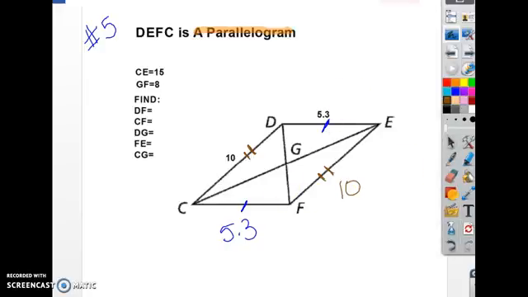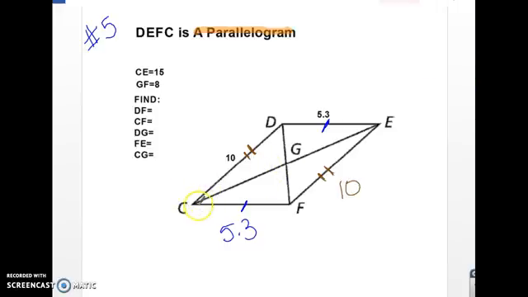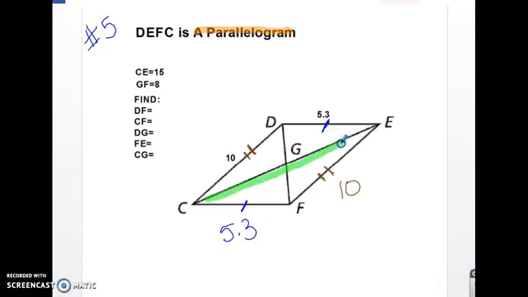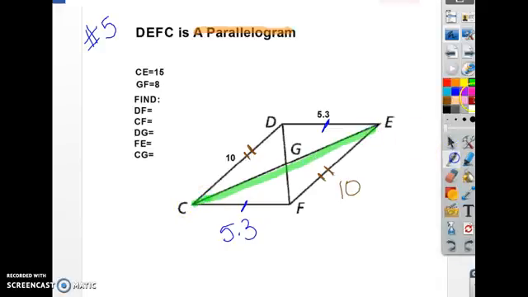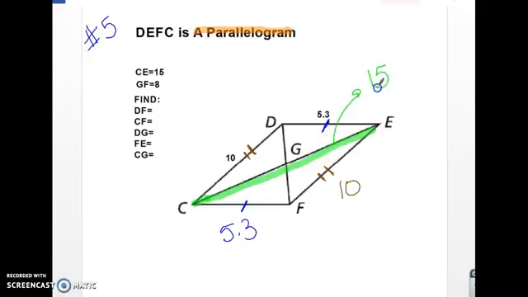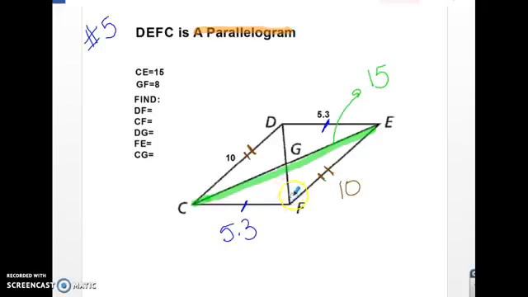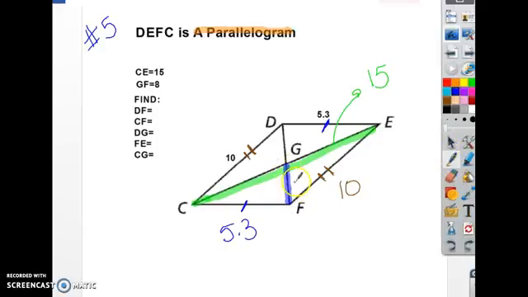Now let's look at the other portions they gave us. They gave us CE, which is this diagonal right here. Let me get my highlighter tool so we can highlight it. We're given that CE, this whole diagonal, is 15. I'll write that down right next to it. This is 15. I'm also given that GF is 8.